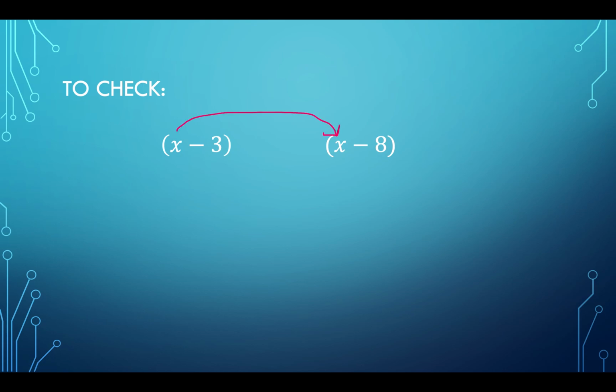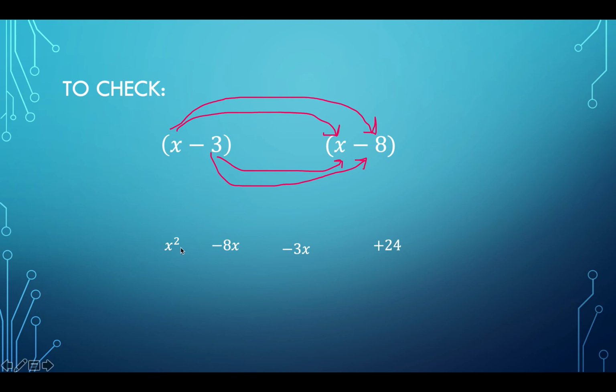So x times x will give me x squared. X times negative 8 will give me negative 8x. Negative 3 times x will give me negative 3x. And negative 3 times negative 8 will give me positive 24. Now we combine like terms. So negative 8 minus 3 gives me negative 11. So my factored form did check out to the FOILed form.